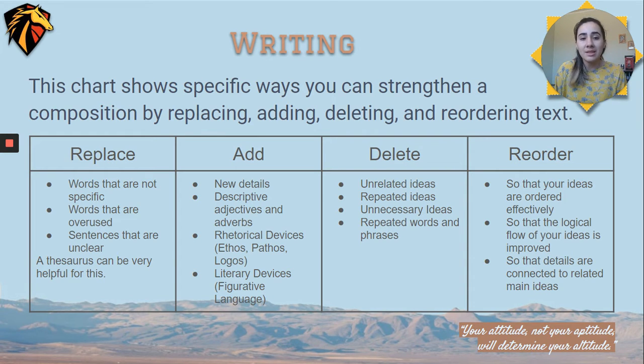The next step is to delete things that are unrelated. So maybe a sentence got a little sidetracked and it wasn't actually related to your original thesis statement. Delete it. If you have two sentences where they're basically saying the same thing, it's repeating the same idea, delete the weaker sentence. If you have a sentence where when you're looking at it, you realize it's completely unnecessary for your point, maybe it's related to your topic and it's not repeating an idea, but it doesn't really make your essay any better, delete it.